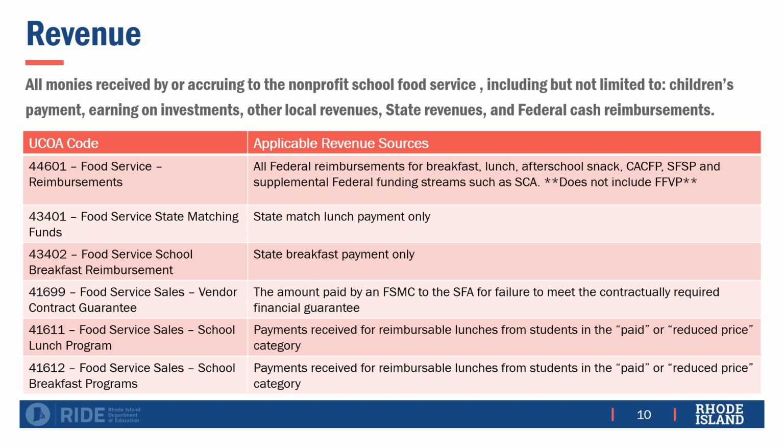As mentioned in the prior slides, all revenues associated with meals and snacks served as part of the federally funded child nutrition program must accrue to the nonprofit school food service account. This includes all federal reimbursement and state reimbursements, student payments, including for meals and a la carte items, as well as payments received for adult meals, catering, and vended meals.